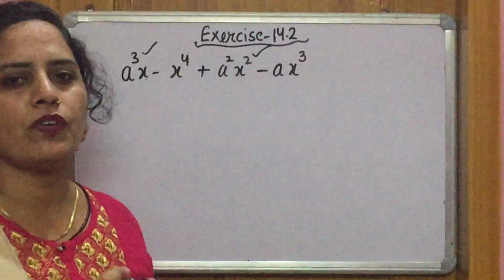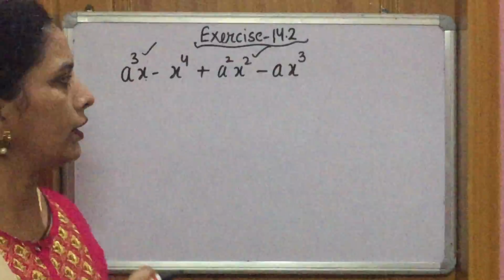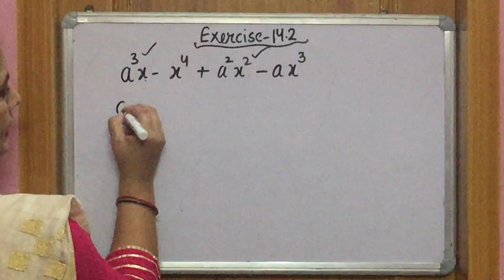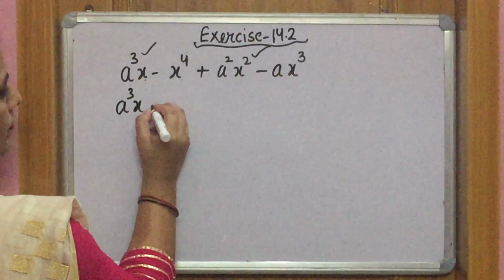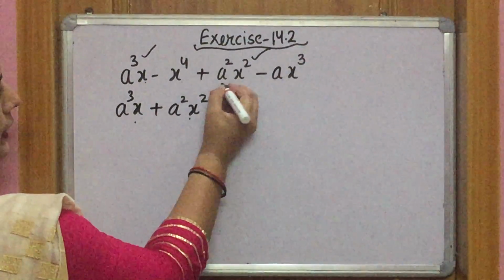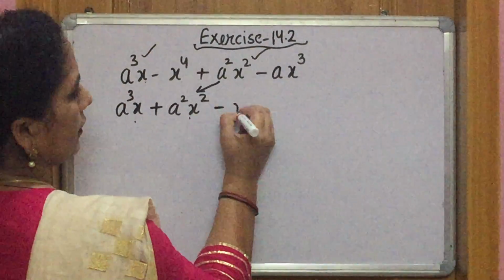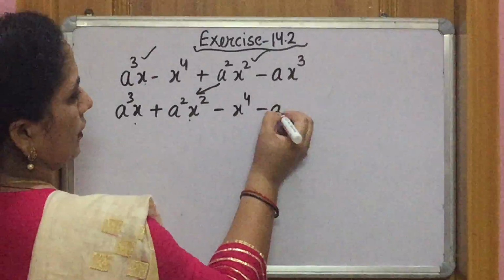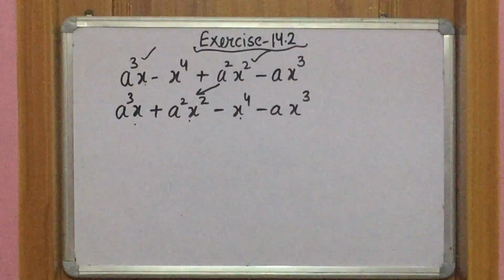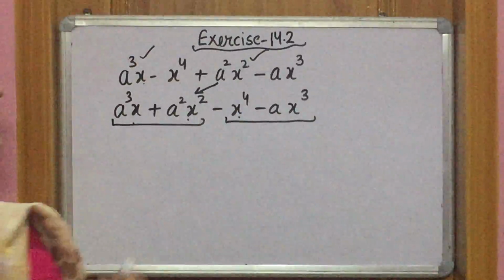So for that purpose we have to rearrange the terms. To make a group, we need to rearrange the terms. This is the first term; we write the third term in the second position, and then the second term in the third position, and then our fourth term. So this is our first group and this is our second group.